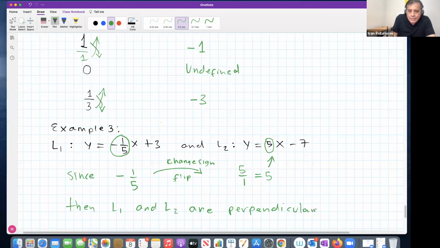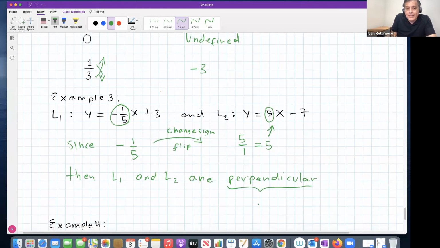Now, notation for this word perpendicular: mathematicians are minimalists. They like symbols instead of words. So you may see this symbol here, a corner, which means perpendicular. When you see, for example, M followed by this symbol, it means the slope of the perpendicular line. We're going to use that. Okay, great. So these lines are perpendicular because one slope is obtained by changing the sign and flipping the other. Very good.